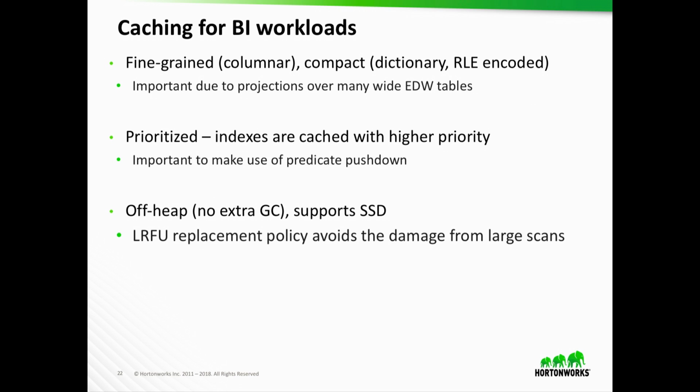And we want to cache them at a higher priority because they allow us to do the pruning of these stripes. So we can skip scanning all those row groups in one go. And this data cache is actually off heap, so there are no GC collections or pauses anymore. We support SSD. We have an LRFU replacement policy to figure out which data remains in cache and which is kicked out.